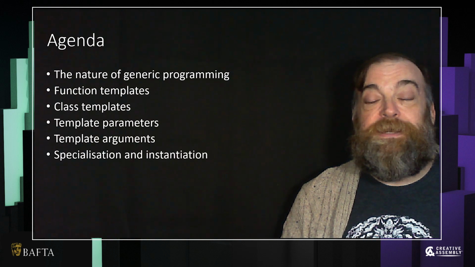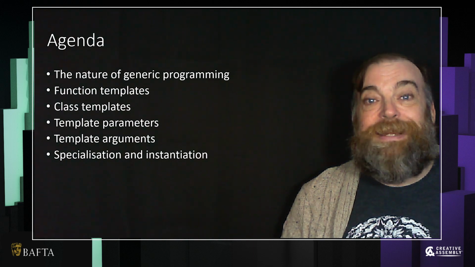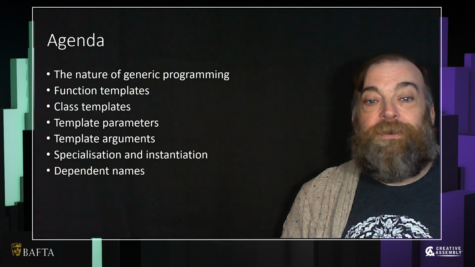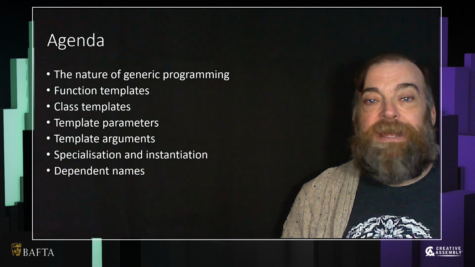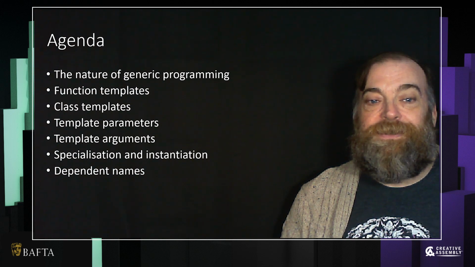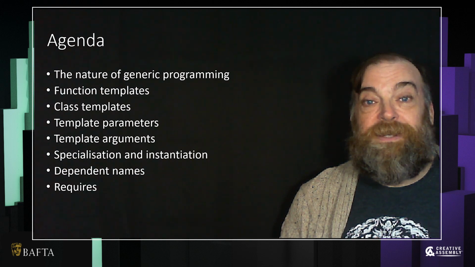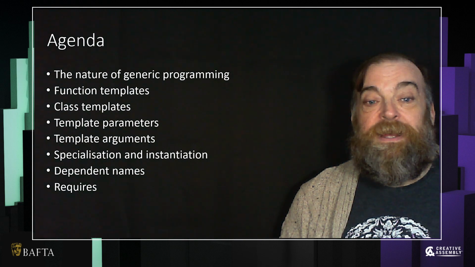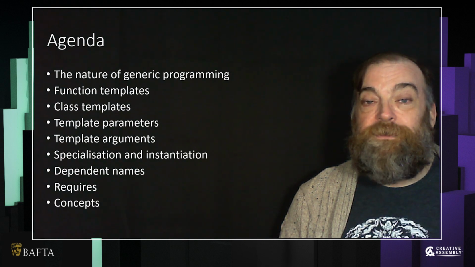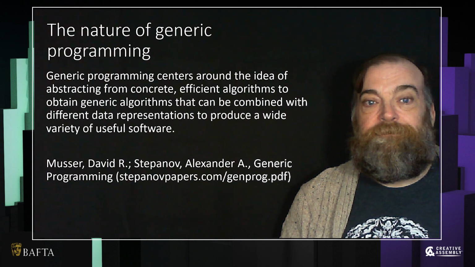Then we'll consider what is meant by specialization and by instantiation. Then we'll look at dependent names and how this can really mess up compiler error messages. We'll take a look at the requires keyword, new for C++20, and finish off with a look at concepts, also new for C++20.